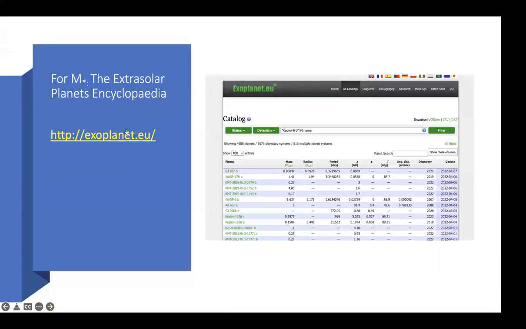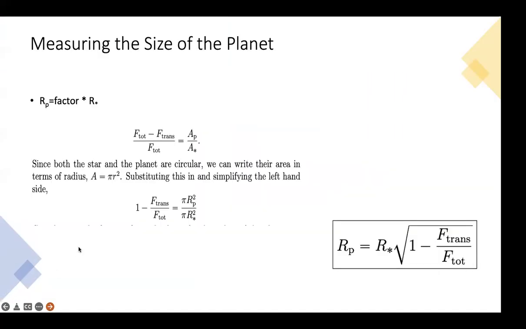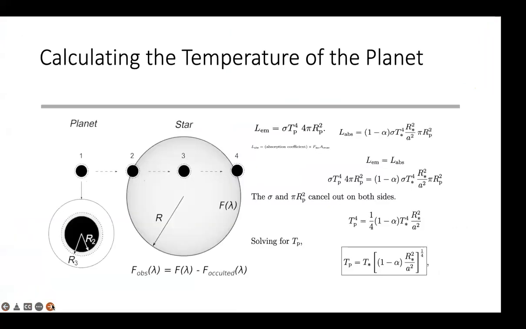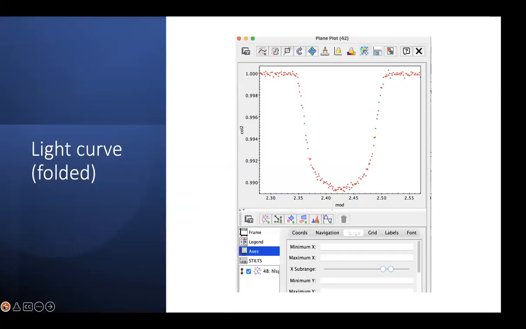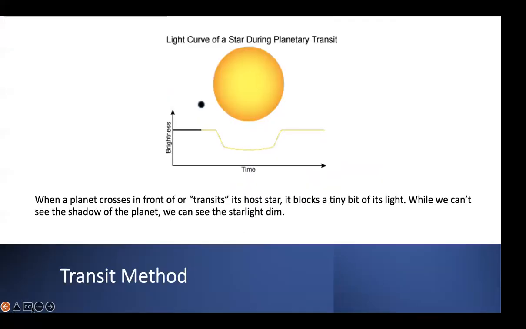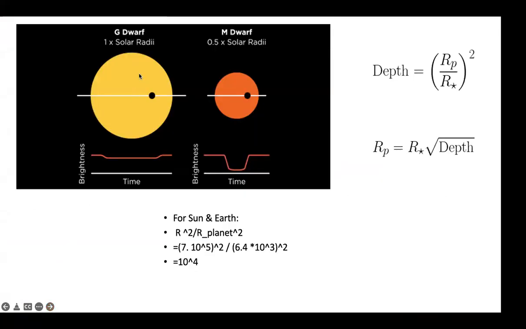Now we'll proceed ahead and do the next step. All this is described in this PPT. We want to measure the size of the planet. How do we measure the size of the planet? I will actually show you an earlier slide. Yeah, here. You can see that this is the star and this is the planet.